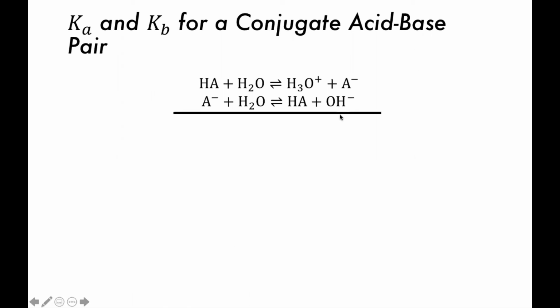So Ka and Kb for conjugate acid-base pairs. For this, we have a weak acid HA plus water giving a hydronium ion, H3O plus, and A minus, which is the conjugate base of HA. And then we can have the competing reaction where A minus plus water gives us HA plus hydroxide. And so we can cancel out some of the terms on both sides. And what we end up with is, in fact, the auto dissociation of water.